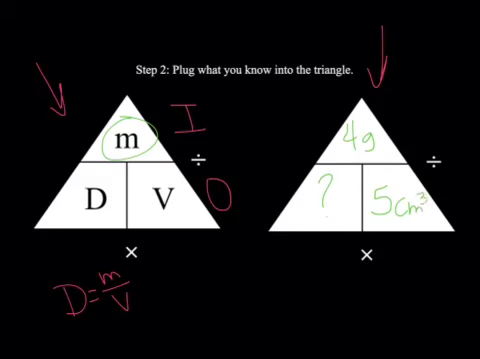Is our triangle complete? Great job, you remembered. I for inside the house, O for outside the house. So you'll know what to do in case you have to divide. So what do we do here? Do we divide the 4 and the 5? Or do we multiply the 4 and the 5? What do you think?